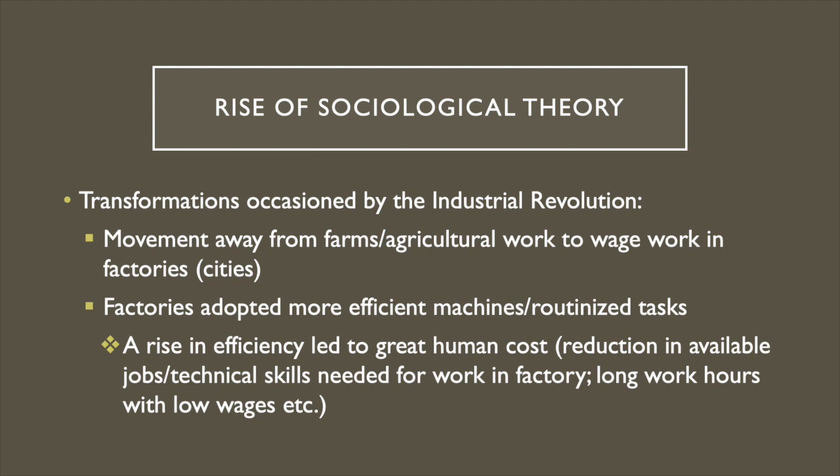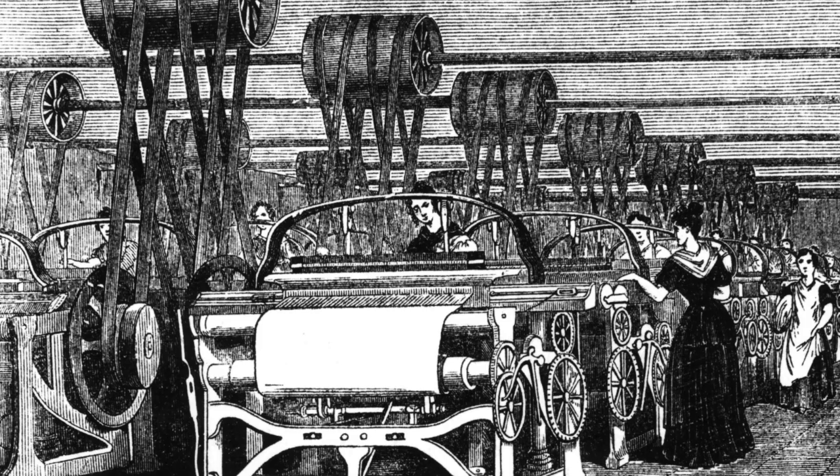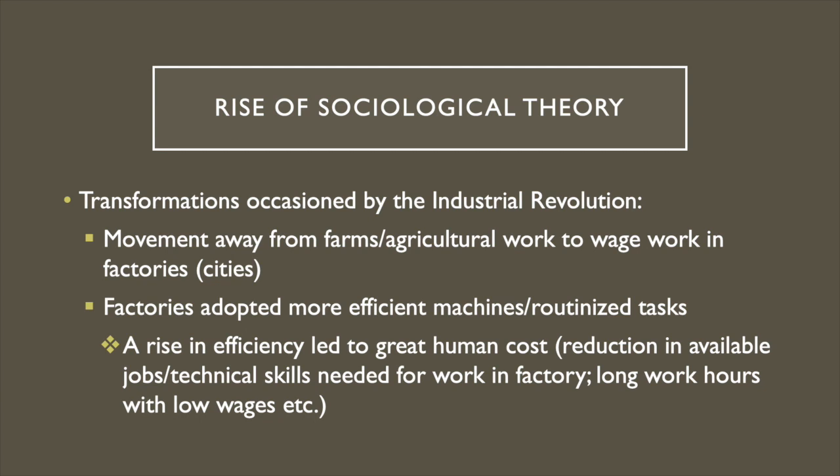An example of this kind of change was the Industrial Revolution, which began in England in the 18th century. Some of the changes caused by the Industrial Revolution included large numbers of people moving from farms or agricultural work to wage work in factories located in rapidly growing cities. Factories were transformed by the adoption of more efficient machines, leading to routinized tasks. For example, the power loom in the textile industry led unskilled workers to produce 3.5 times as much as the best hand loom weaver. But the rise in efficiency also came with great human cost.